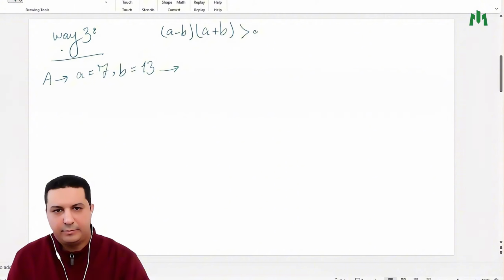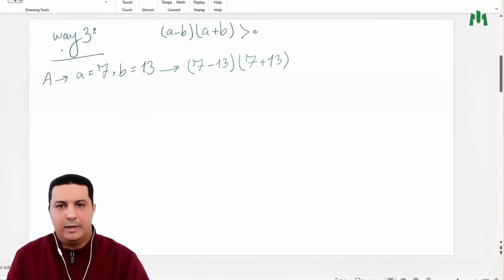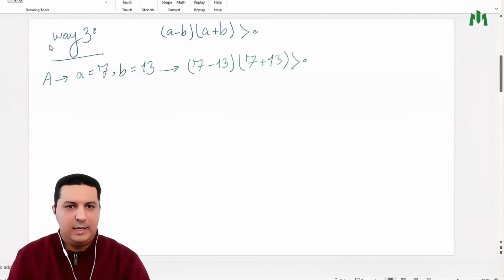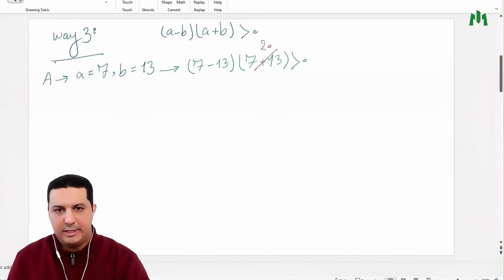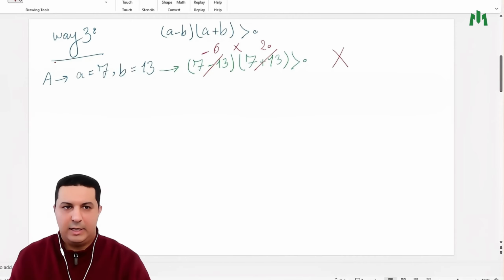As you see, 7 minus 13 and 7 plus 13. We are going to check whether this number is positive or not. 7 plus 13 is 20, and 7 minus 13 is minus 6. So if you multiply these two numbers, it is negative, not positive. So it is not the answer.